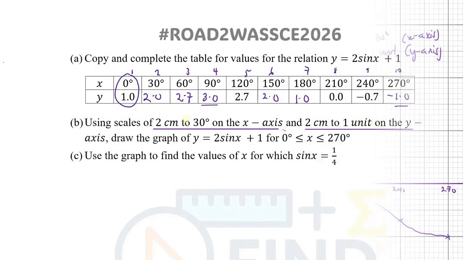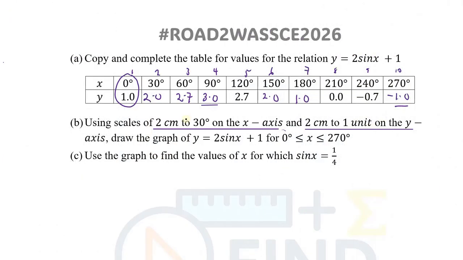Then next one, we are asked to use the graph to find the values of x for which sine x is equal to 1/4. It means that we are looking for the input of x that will give us 1/4. However, the curve that we have drawn is y is equal to 2 sine x plus 1. There are so many ways of doing this. One easy way is substituting, because we know sine x is equal to 1/4.